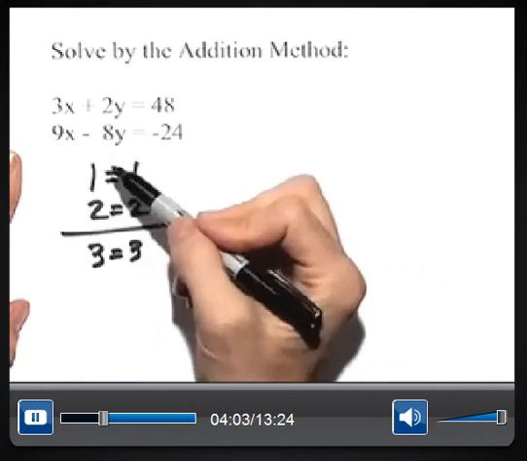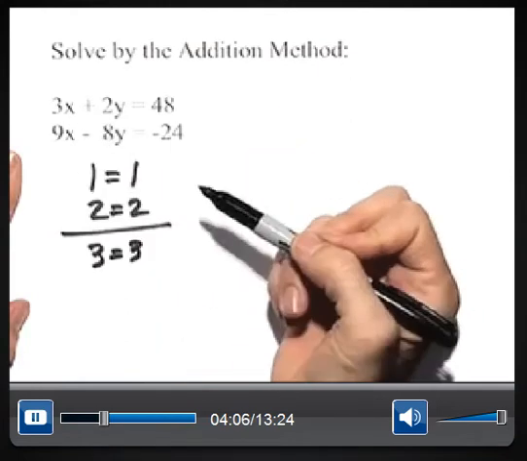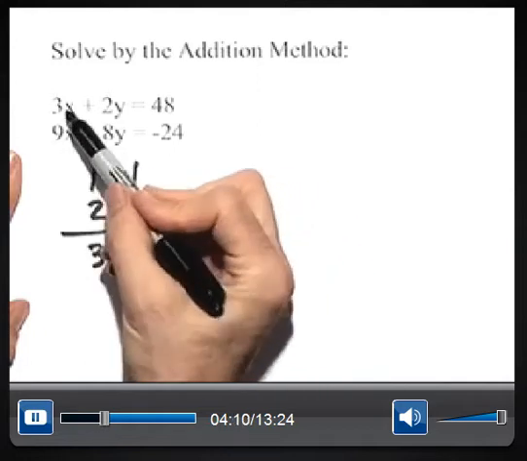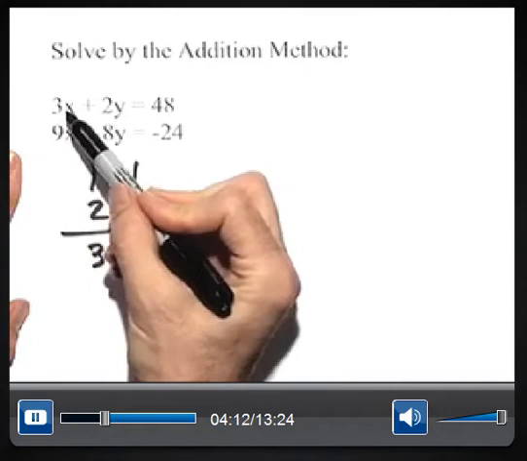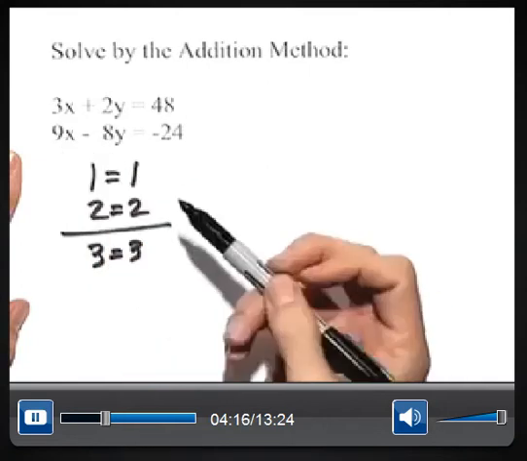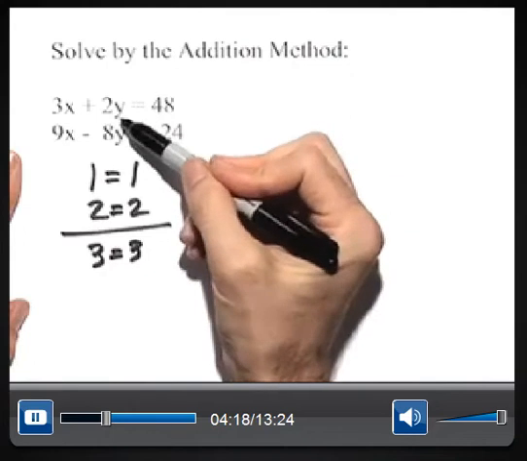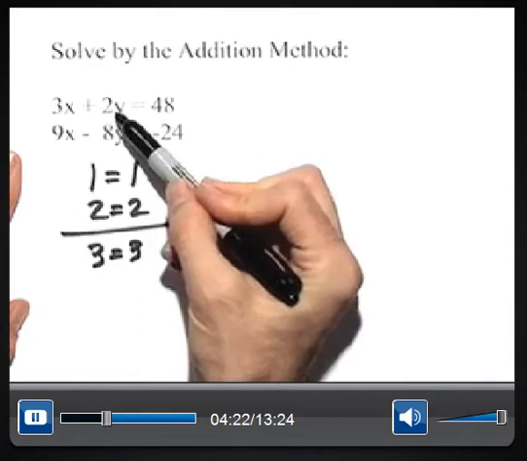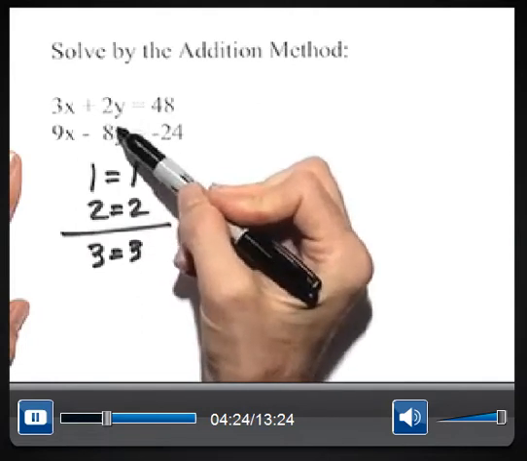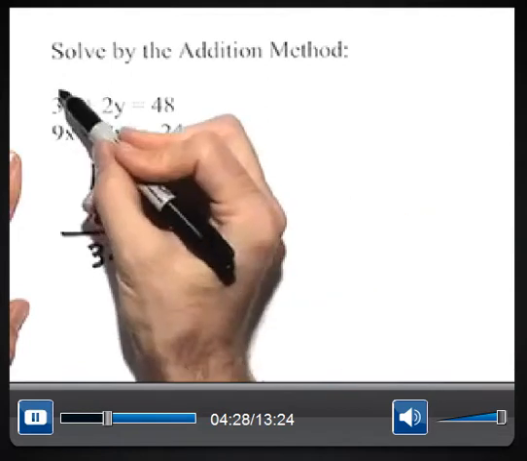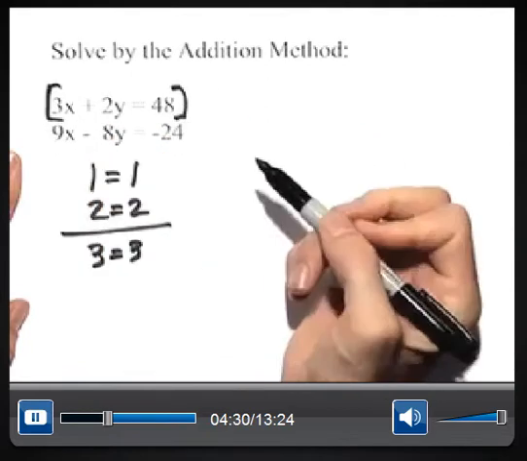Well, we do this by making one of the variables eliminate. For example, if we wanted the x terms to eliminate, if the top one had a value of -9x, when we add -9x to positive 9x, they would eliminate. Similarly, if we wanted the y variable to eliminate, if we could make this positive 2y into a positive 8y, when we added them, they would eliminate. But how do we change the values? Well, we do that by multiplying both sides of the equation by the same number.